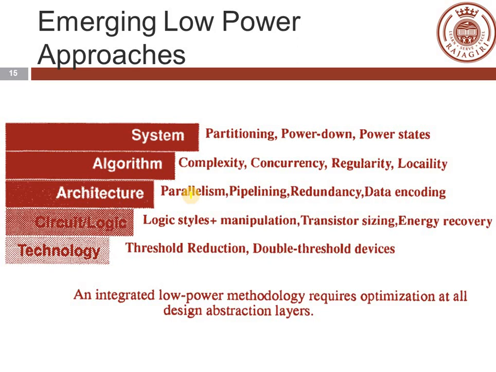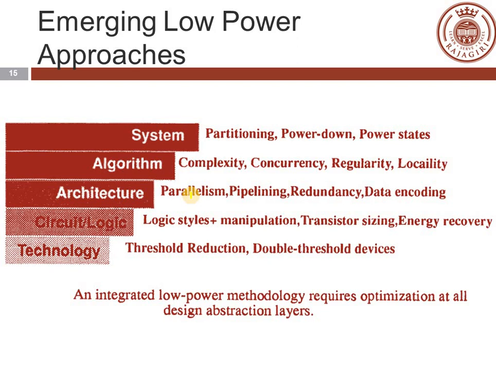Now this algorithm has to be implemented in a particular architecture. So in the architecture, we will be talking about parallelism, pipelining, redundancy, data encoding. To get a low power approach, most of the times we will be doing parallelism and pipelining. That means at a time we can do multiple processes or multiple threads.